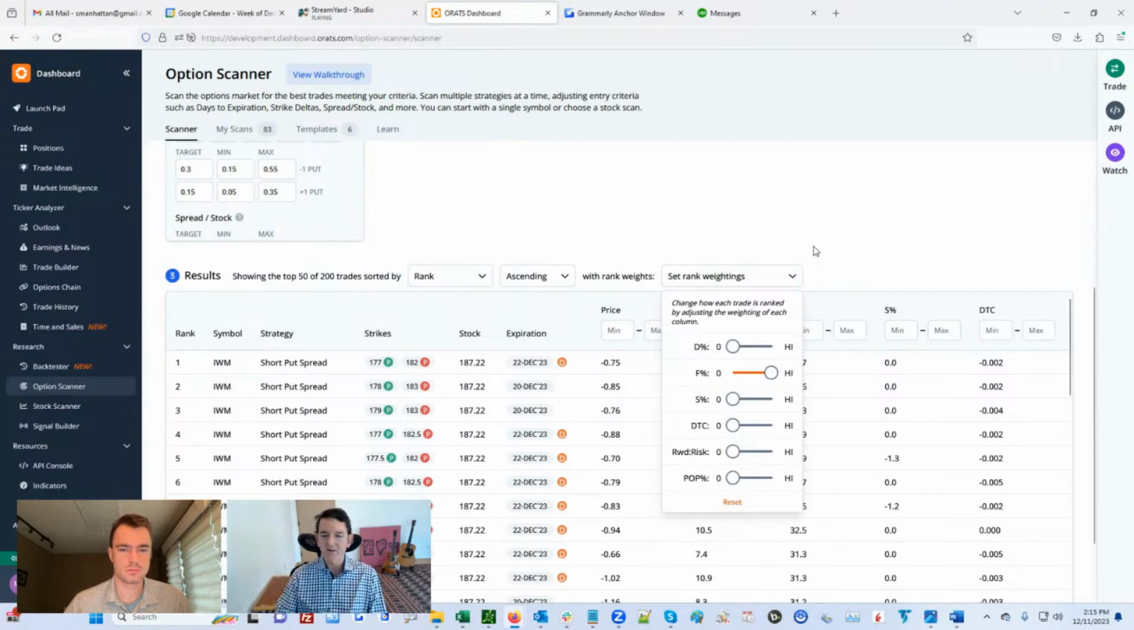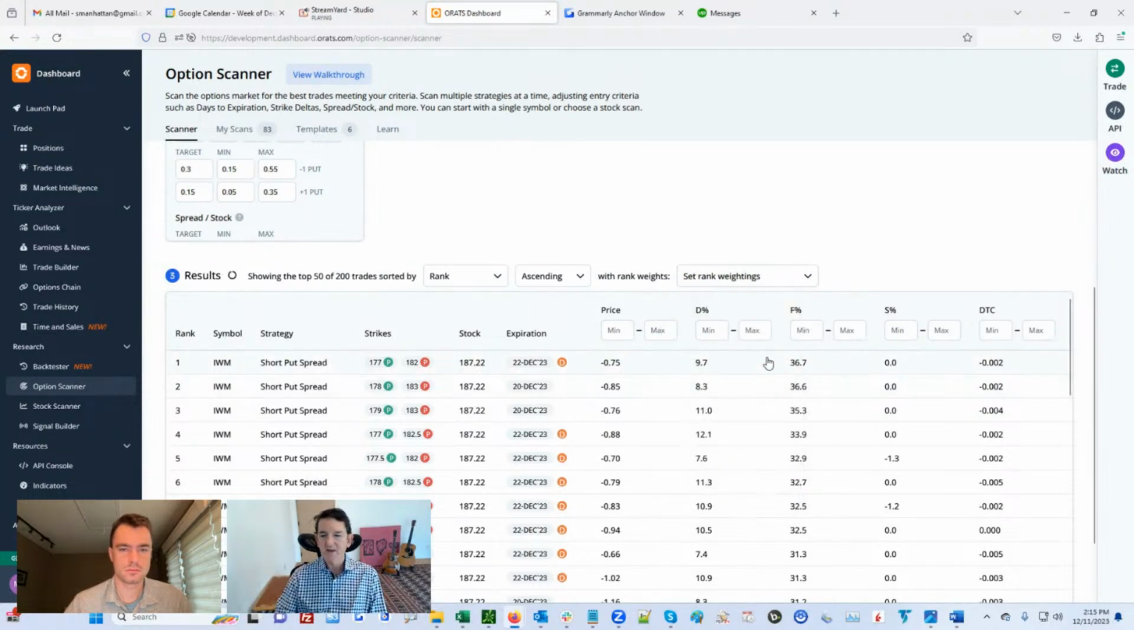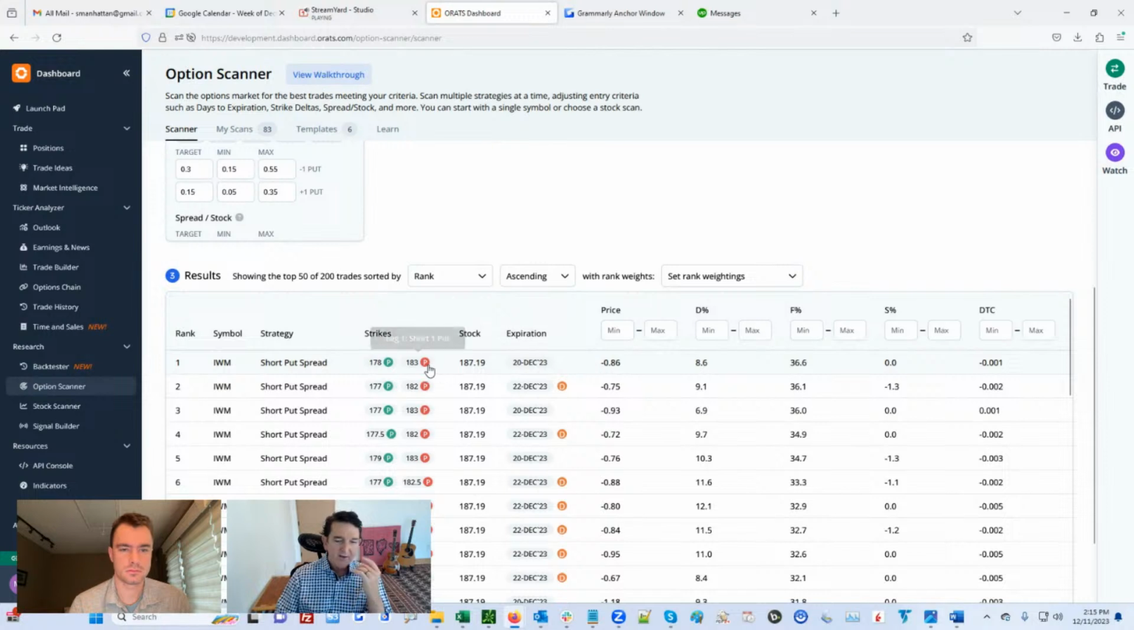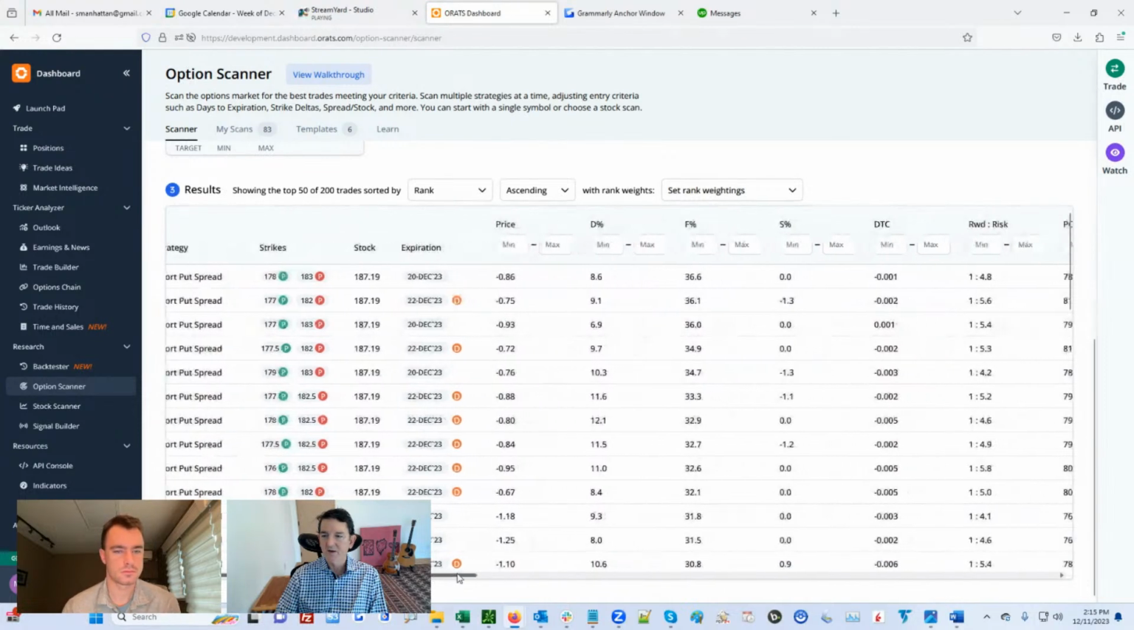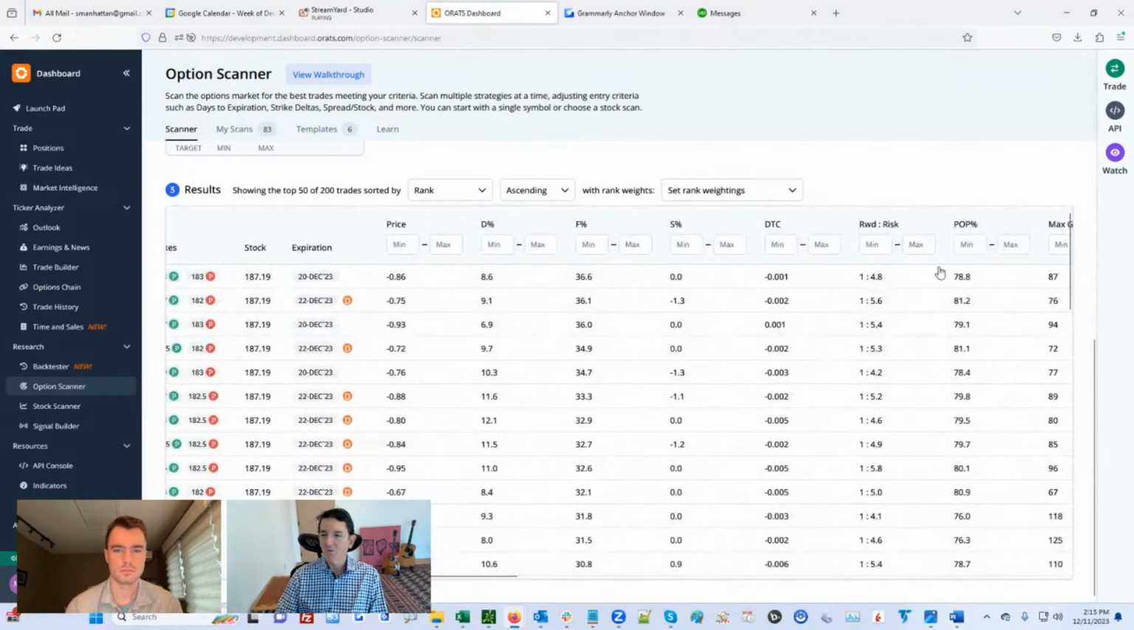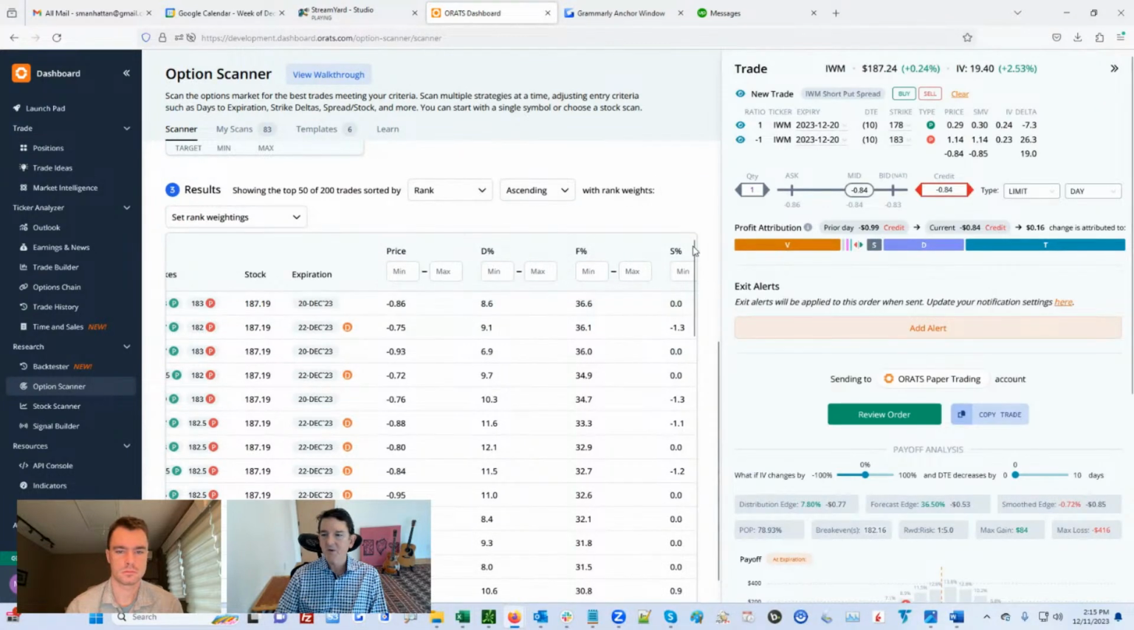So the best way to find the best one is to use that F percentage. And you can see the F percentage is pretty high, and the highest one is for the 20th of December, selling the 183 with the stock at 187 and buying the 178 put. Just a couple more bits of information in here for this trade. There's a risk reward, there's probability of profit, but let's go ahead and take a look at this trade.